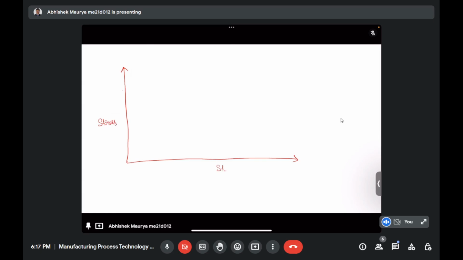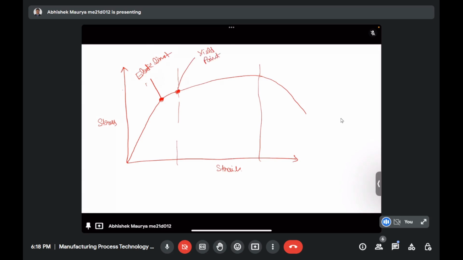Stress strain. How will it look like? Something like this. So there are several points. This is the elastic limit. This point is called the elastic limit, and this point is called the yield point.